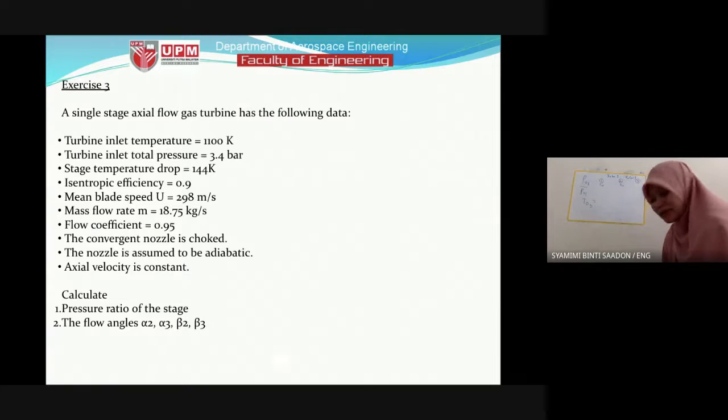Turbine inlet total pressure 3.4 bar. Stage temperature drop 144 Kelvin, the total temperature drop after exiting the rotor. Isentropic efficiency 0.9. Mean blade speed U is constant throughout the stage, 298. Mass flow rate 18.75. Flow coefficient 0.95. Convergent nozzle is choked, because we need to use this definition later on. The nozzle is assumed to be adiabatic, with velocity constant.